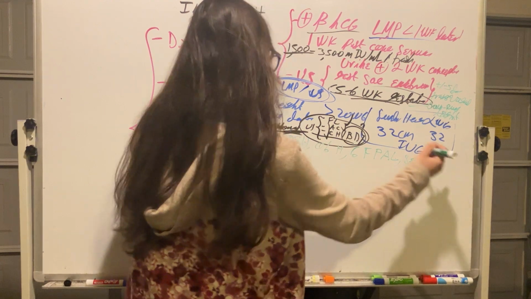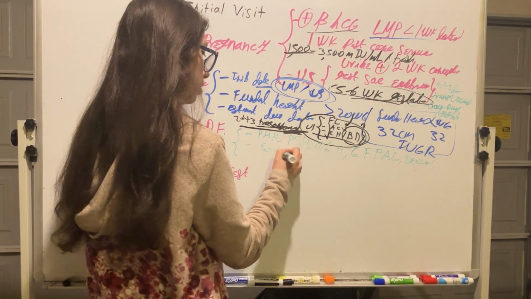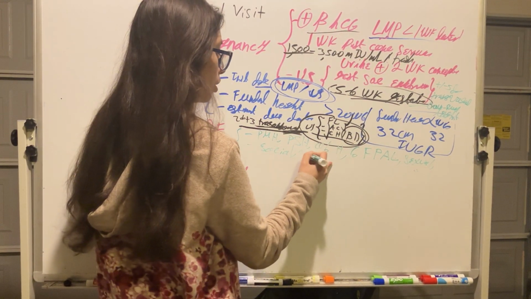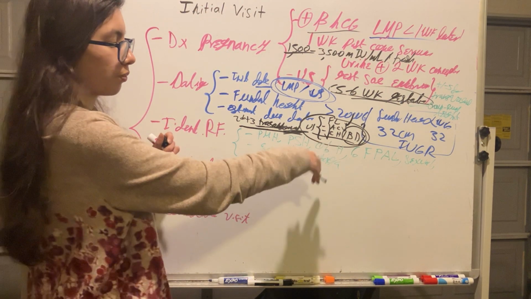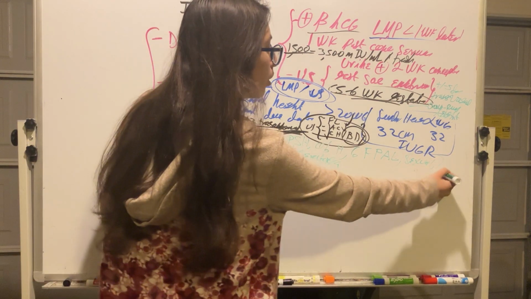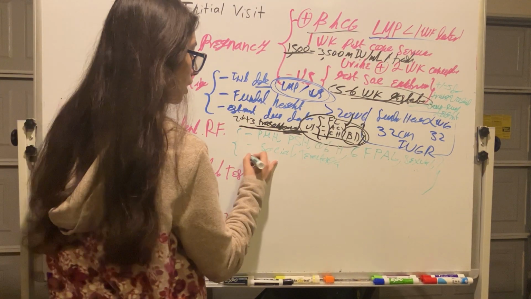Sexual history, social, and the presence of teratogens. For example, if the patient is consuming some drugs or exposure to radiation, for example. And family history.